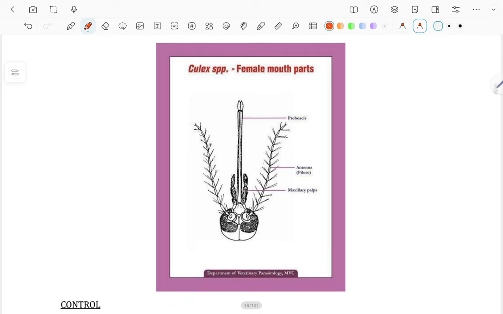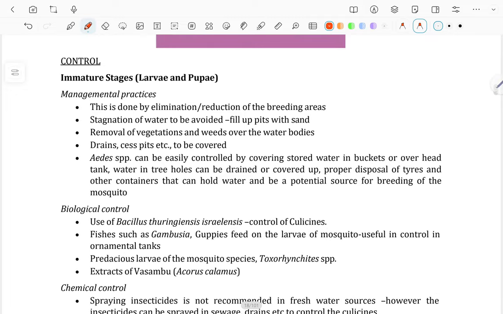Culex species mouth part, proboscis, antennae, maxillary palp. Control immature stage, larva and pupa. Managemental practices. This is done by elimination or reduction of the breeding area. Stagnation of water to be avoided. Fill up with sand. Removal of vegetation and weeds over the water body. Drains, pits, etc. to be covered.